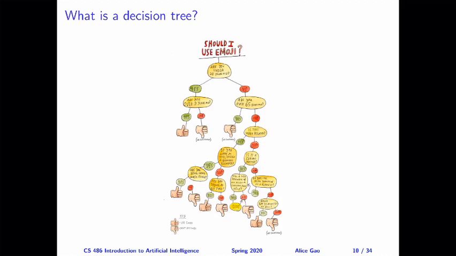For now, let's restrict our attention to having a single discrete target feature. That's the case for the decision tree we're looking at right now, because the target feature is, should I use an emoji or not? And there are two possible values. Yes, I should. No, I shouldn't. For the examples you've seen in the previous video, this is also the case.